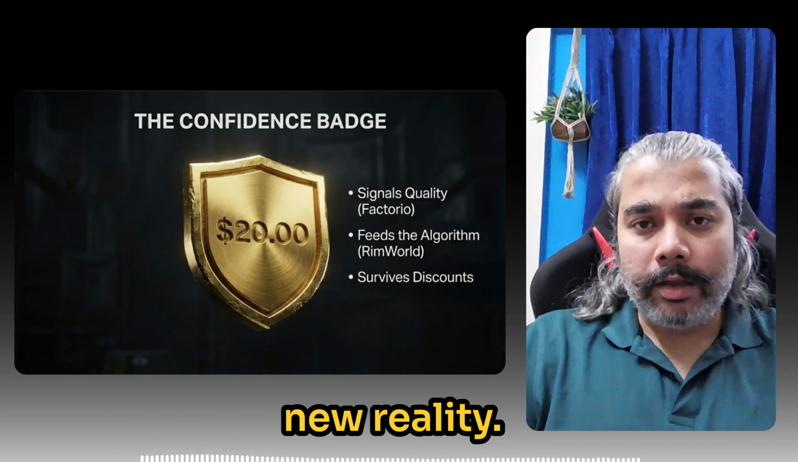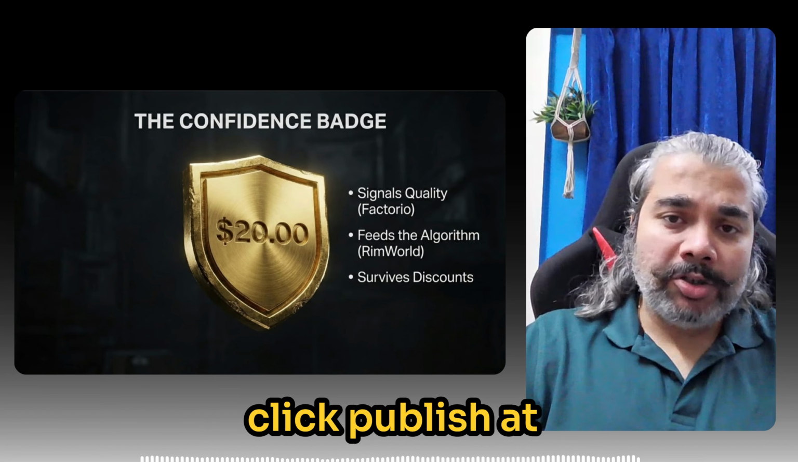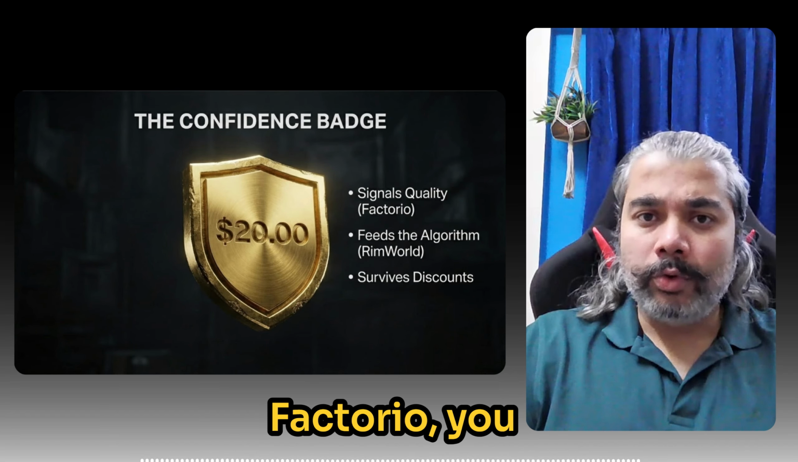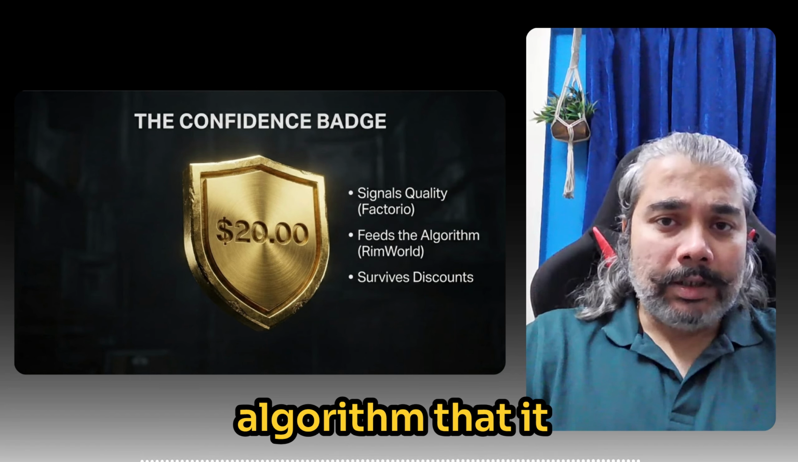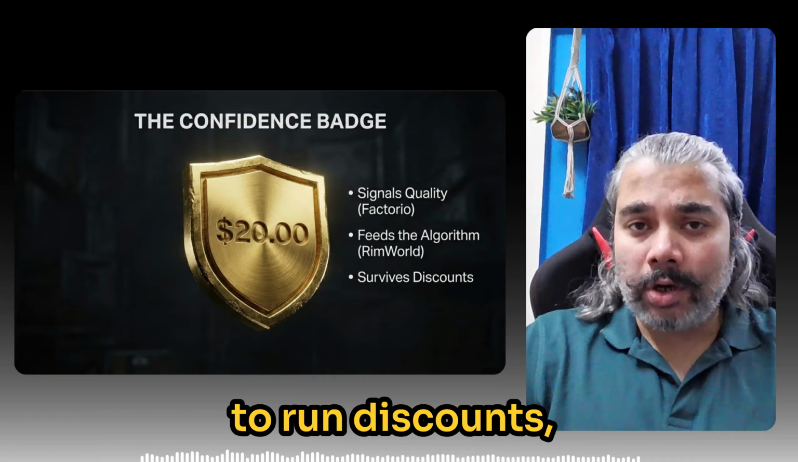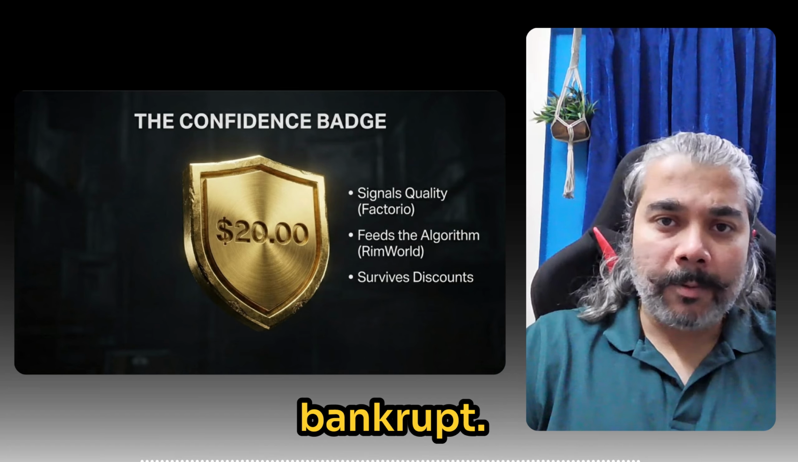So here's the new reality. When you finally click publish at $20, everything changes. You signal confidence like Factorio. You feed the Steam algorithm that it promotes revenue like RimWorld. And you give yourself the room to run discounts any point of time, right, without going bankrupt.